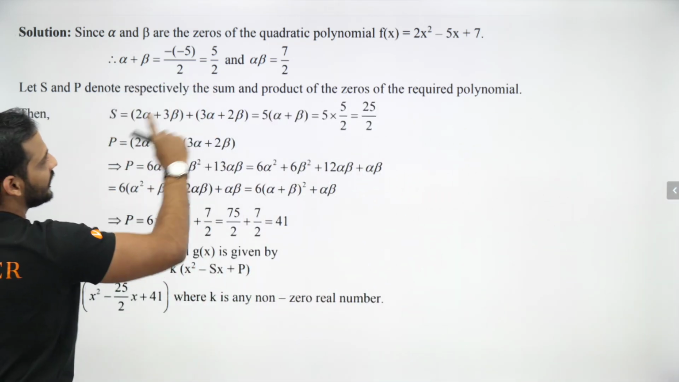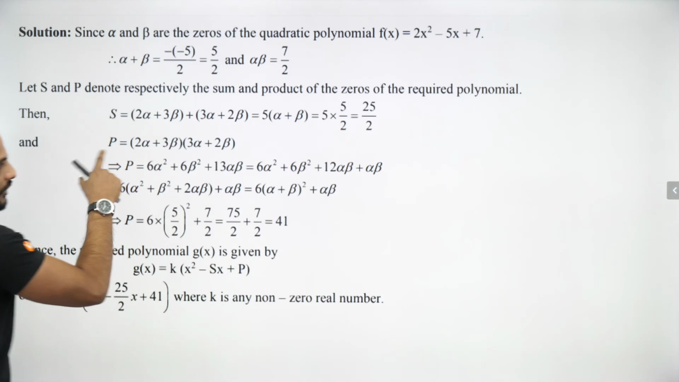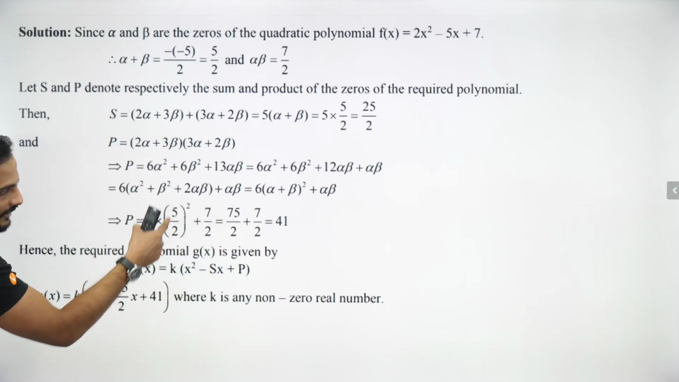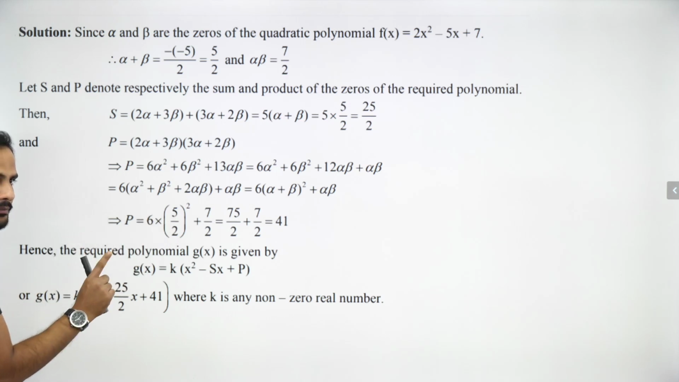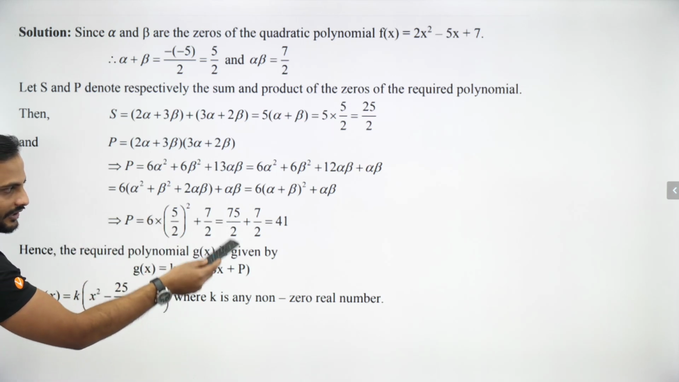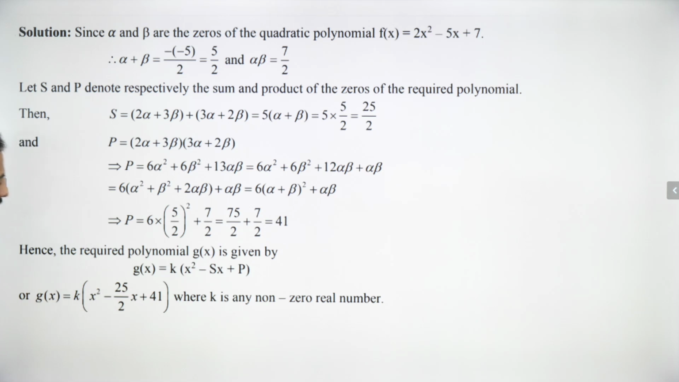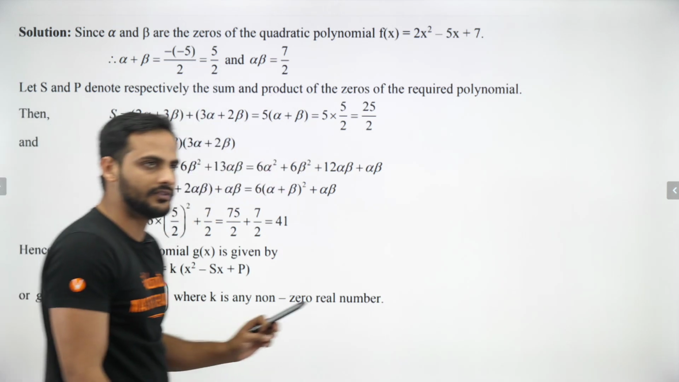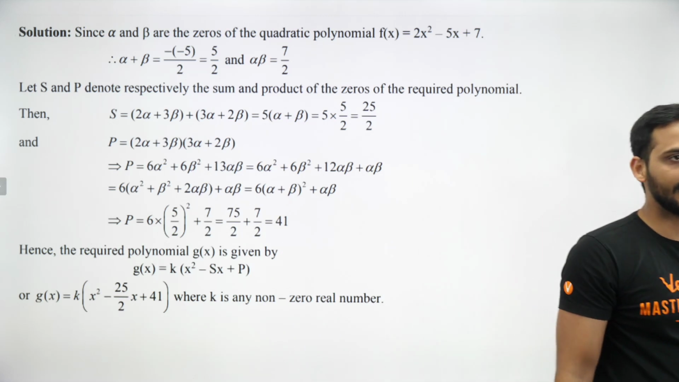देखो, sum of the roots we have got as 5 by 2. Product of the roots हम लोगों ने solve किया, we have got 41. 6 times of 5 by 2 whole square plus 7 by 2. Finally, you have got what? 75 by 2 plus 7 by 2, which is 41. So the required polynomial will be k times of x square minus sum of the roots into x plus product of the roots. Okay? याद आया?